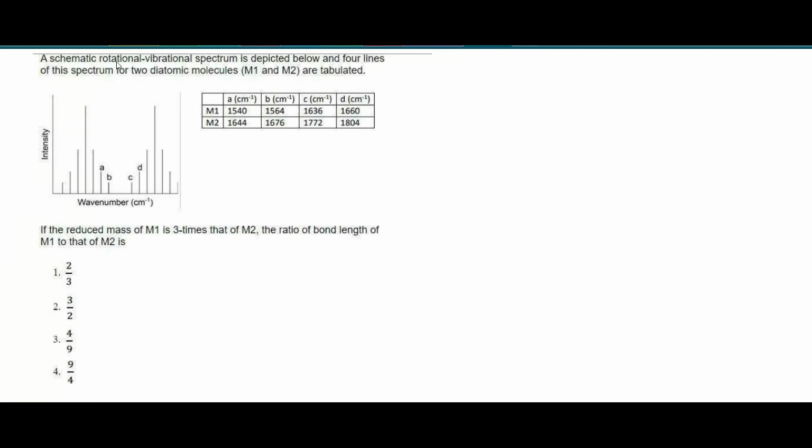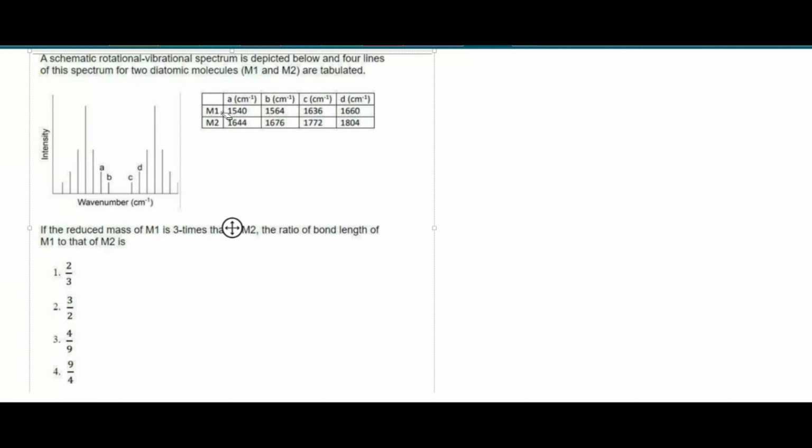What do we know? Whenever you take a rotational spectrum, its characteristic property is that whenever you take any 2 consecutive lines, the spacing between consecutive lines is going to be 2B. Always it is going to be 2B. That is one of the characteristic properties of rotational spectra. So accept it. Okay. So here let's start with M1.